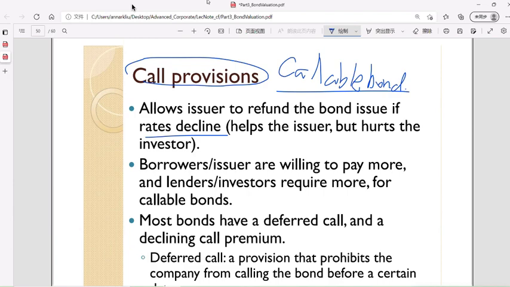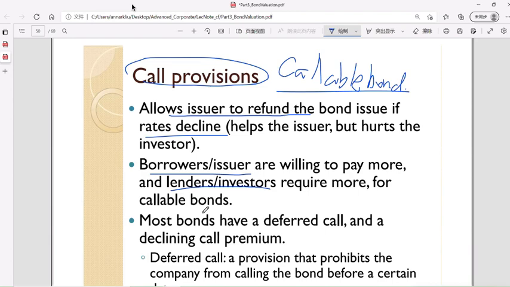So the borrowers, the issuers, are willing to pay more, and the lenders, the investors, require more for callable bonds. Why do we have that? Because a callable bond allows the issuer to refund the bond, that means to repurchase a bond issue if the rate declines. That goes against the investor's interest, and it favors the borrowers. So that's why the investors would ask for a higher premium in the beginning. So callable bonds will have a lower price in the beginning and a higher interest rate.